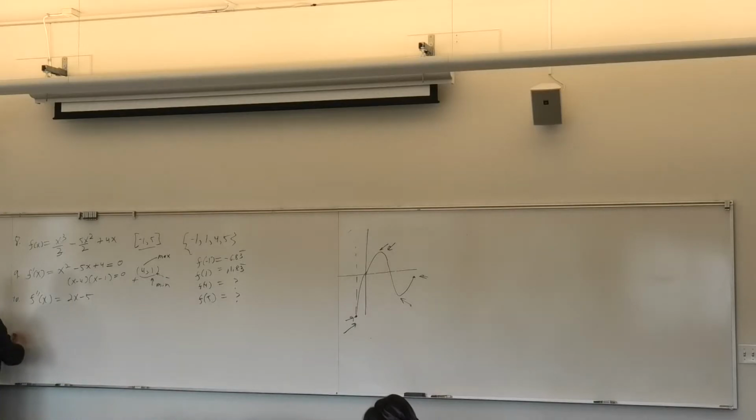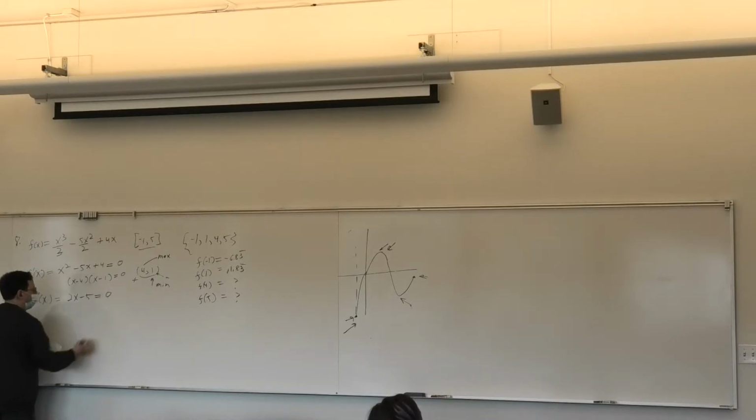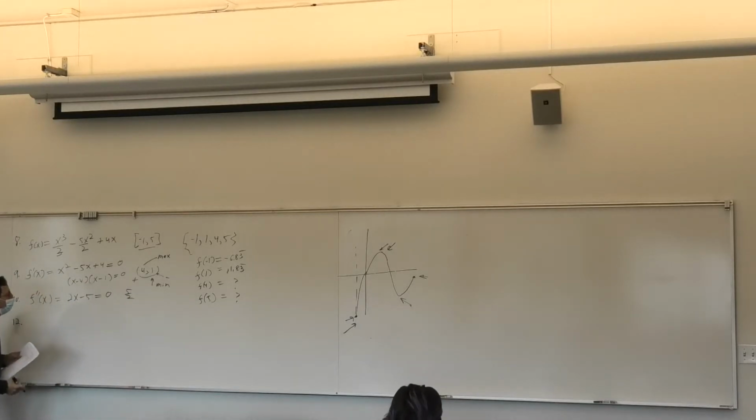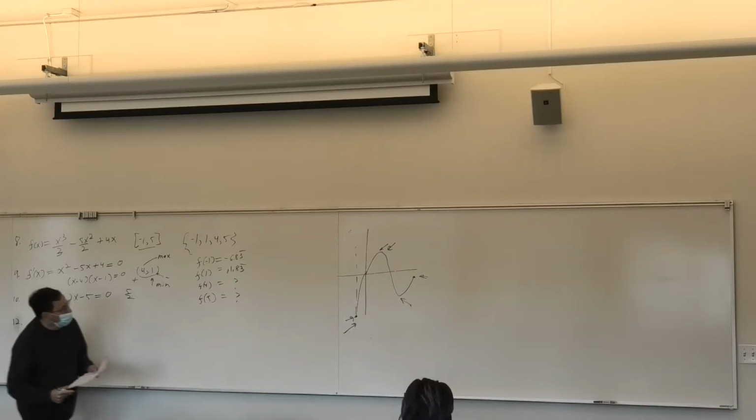Number 13 says, where is it concave? Oh, I'm sorry, skip one. This is like 2 questions for 1. Find any points of inflection. Oh, that's where the second derivative is equal to 0. So it's 5/2. That's where the second derivative is 0, point of inflection.